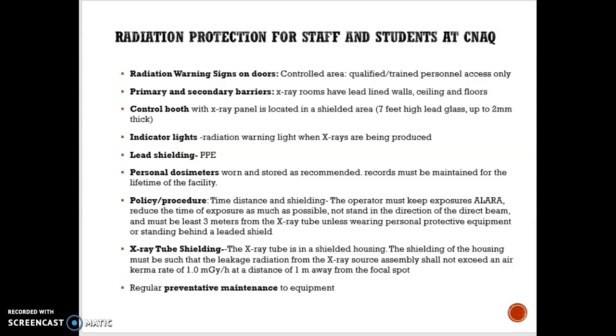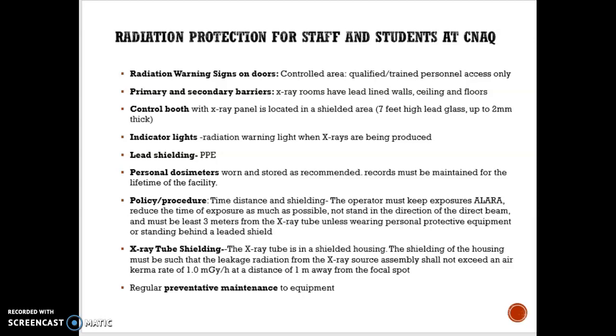Indicator lights are present, which are radiation warning lights above the X-ray room door, and this lights up to tell you that an exposure is taking place, and in that way you would not go into the X-ray room and accidentally expose yourself. Lead shielding is available. All of the lead shields at the college are currently 0.5 millimeter lead equivalency.